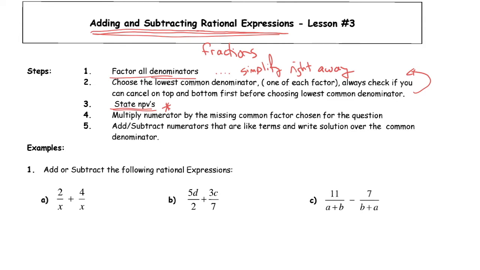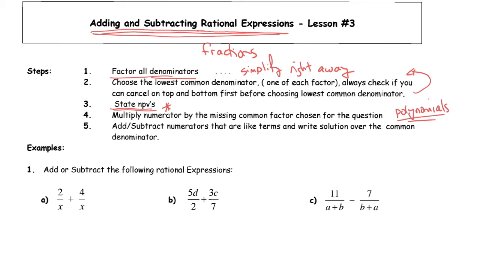We're going to multiply the numerator by the missing common factor, which you've done before. Anytime you've added or subtracted fractions, you've done that. You've got to multiply the numerator and denominator by the same thing. It's just that now we're going to be dealing with polynomials. Those are the objects that we're going to be working with, so it's a little bit more complicated. And then we're going to add and subtract the numerators, just like you would before. Prior to this, when you're working with fractions, you'd have added and subtracted numeric values. Well, now we're going to add and subtract the polynomials that we get.